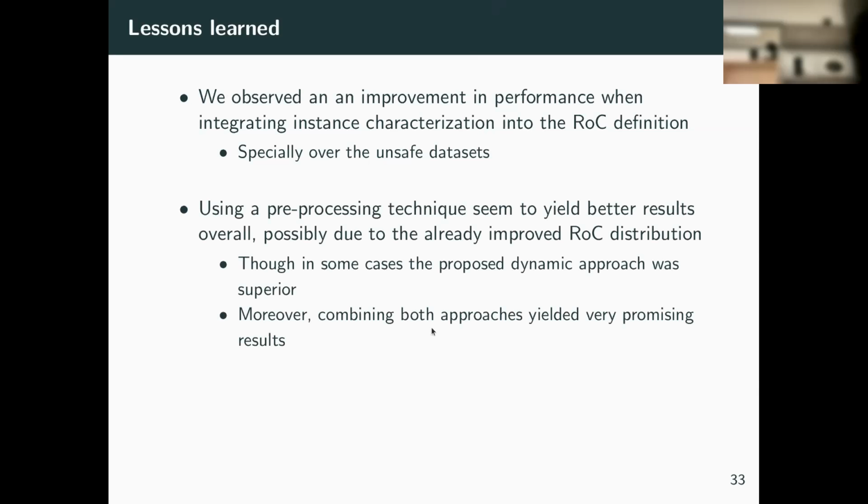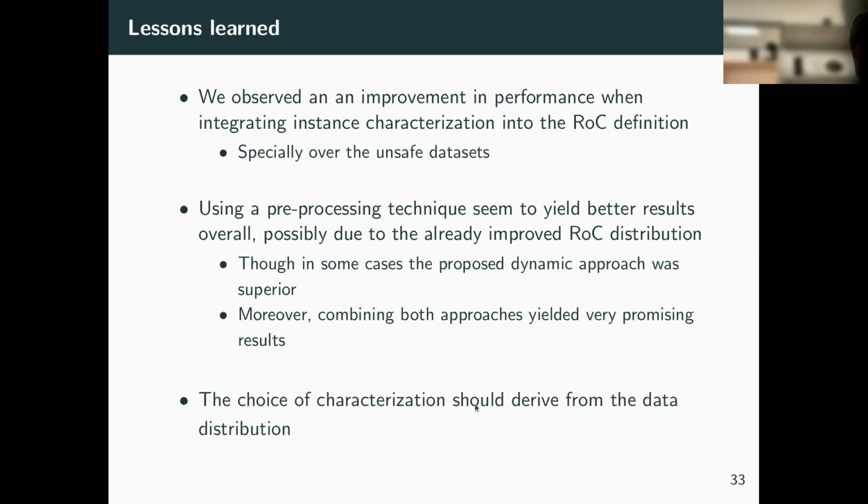We also observed that using the pre-processing technique that's tailored to imbalanced data sets provided better results than our dynamic local overlap reducing. We believe it's because of the original region of competence distribution, but even so, in some cases ours was still better, which indicates that maybe the pre-processing was not correct for certain data sets, and a hybrid approach can be developed to get the best of both.